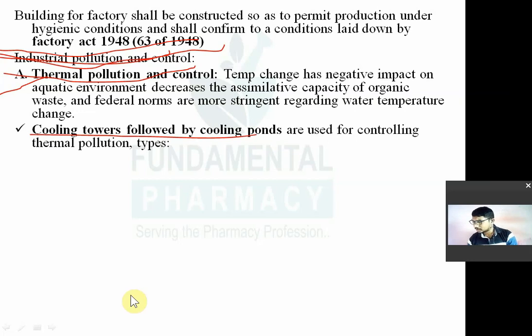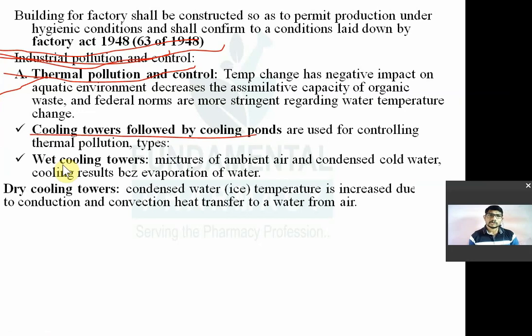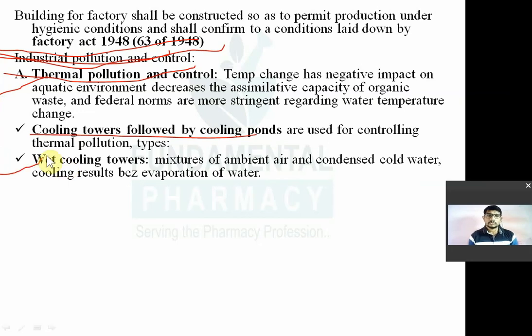Okay? Now what are the different types of cooling towers? Different types of cooling towers. Are you getting or not? Now, different types of cooling towers. So the first one is the wet cooling tower. So in this kind of tower, there is a mixture of air plus condensed, that is cold, water. That's why it is known as a wet cooling tower.